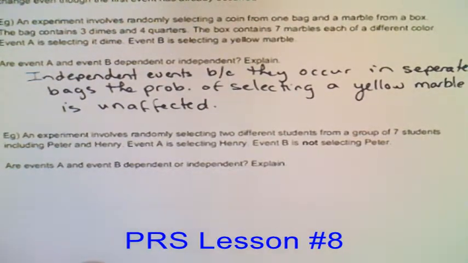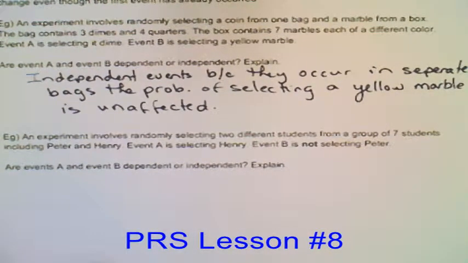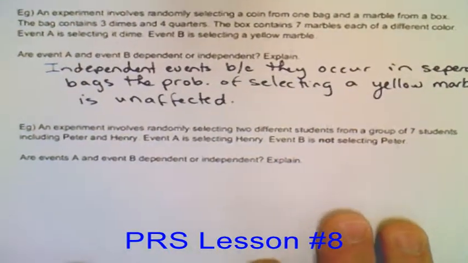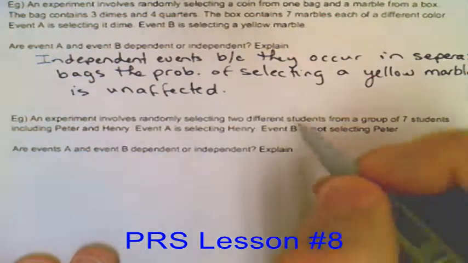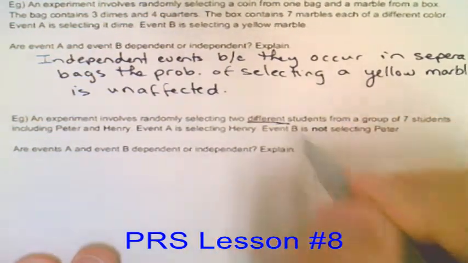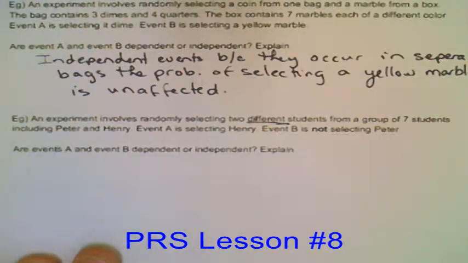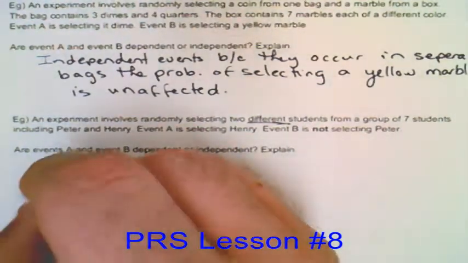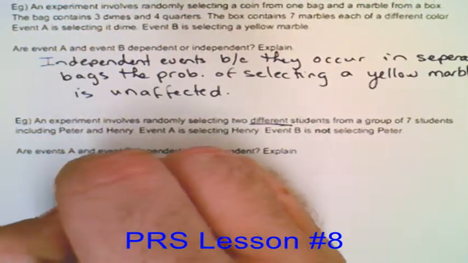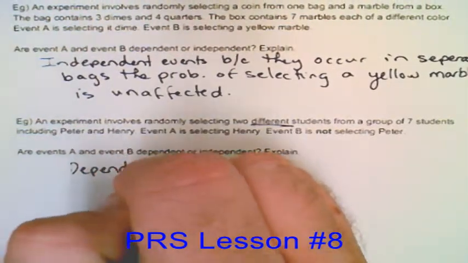If I look at this one here, an experiment involves randomly selecting 2 different students from a group of 7. Peter and Henry are in that group of 7. Event A is selecting Henry, event B is not selecting Peter. Are these dependent or independent? Well, it doesn't say that the students are replaced once they're selected, but it is saying that they are different. So once I select one, I can't have him in my list. So the second probabilities are going to change.